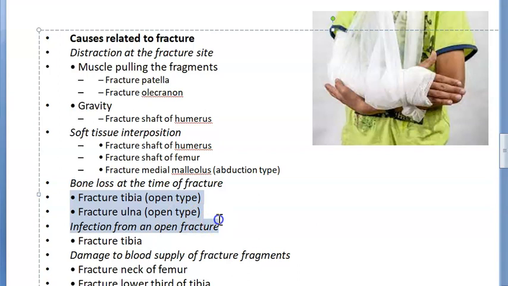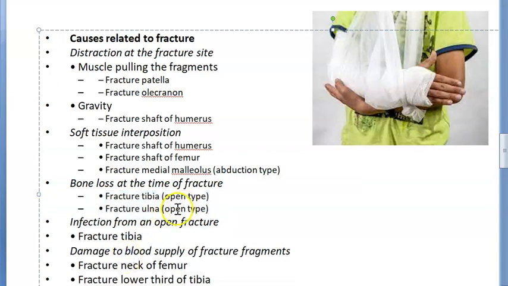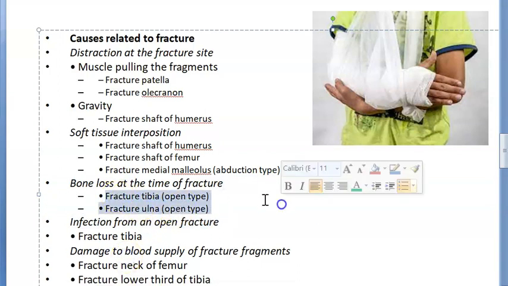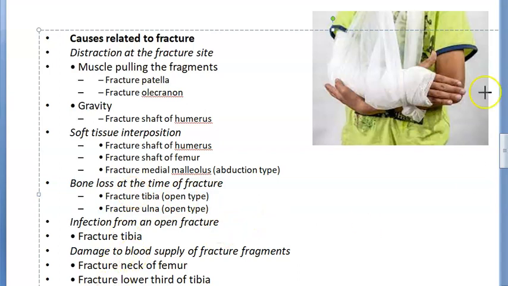Then bone loss at the time of fracture. At the time of fracture itself, you have lost bone, like in fracture tibia open type or fracture ulna open type. Tibia is somewhere here, so I'm drawing the tibia in yellow. Ulna is here only, right? So there is bone loss at the time of fracture.